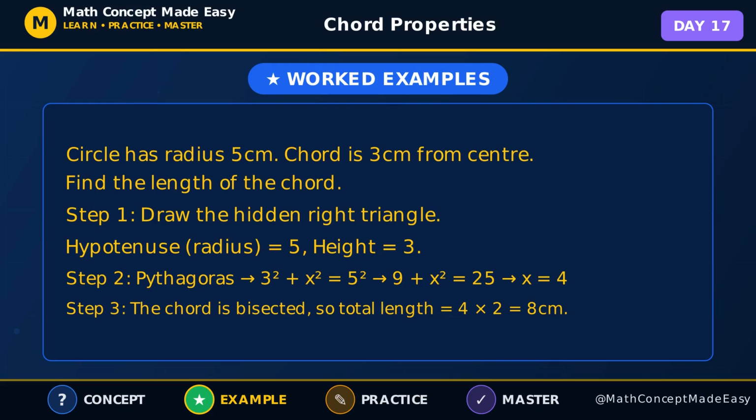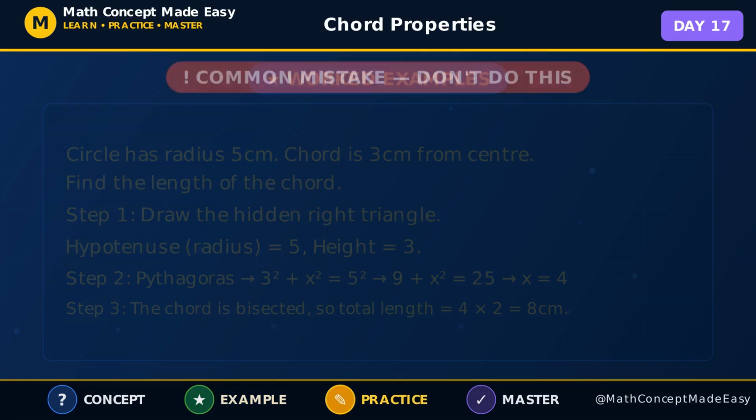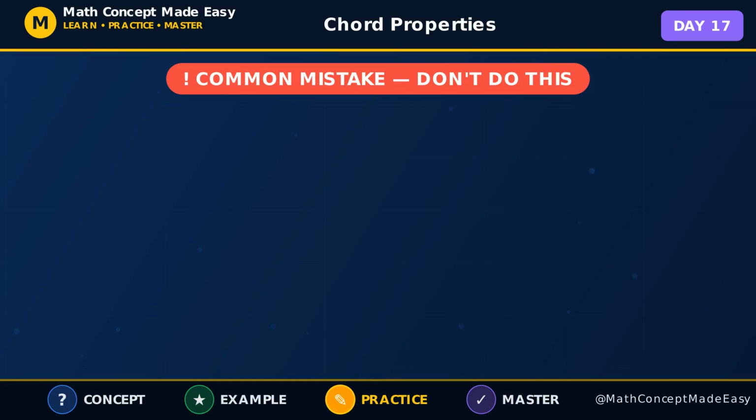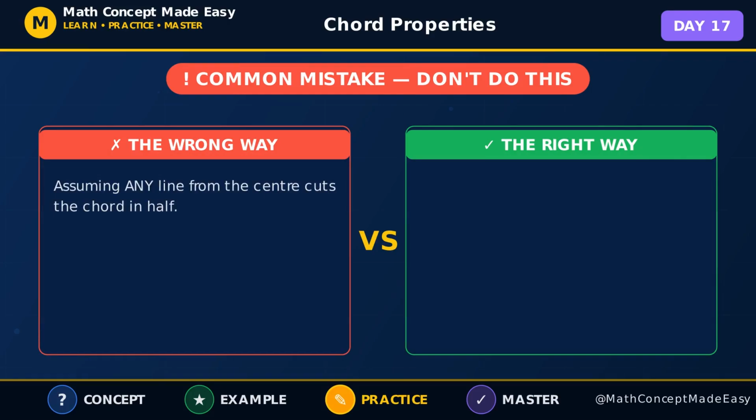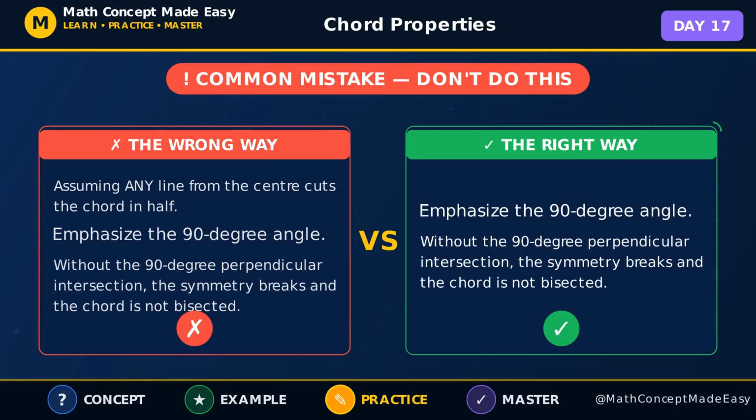Notice how every line follows logically from the one before it. That habit, checking each step, is what makes your answers reliable. Now, a quick warning, because I see students lose marks on this every single year. Before I show you, think about what could possibly go wrong here. The mistake: assuming any line from the center cuts the chord in half. Emphasize the 90-degree angle. Without the 90-degree perpendicular intersection, the symmetry breaks and the chord is not bisected. Compare the wrong way and the right way on screen, and promise yourself you will never fall for this one.